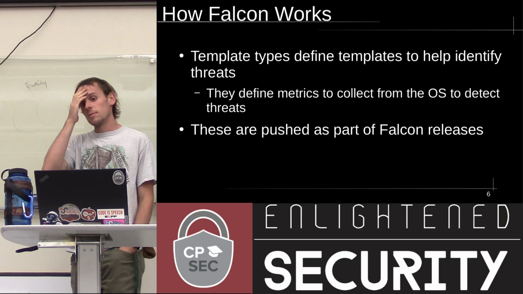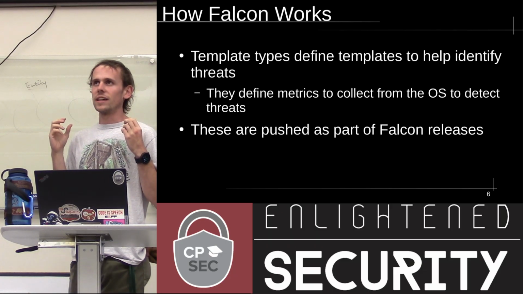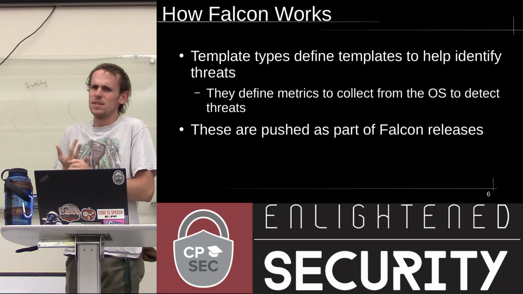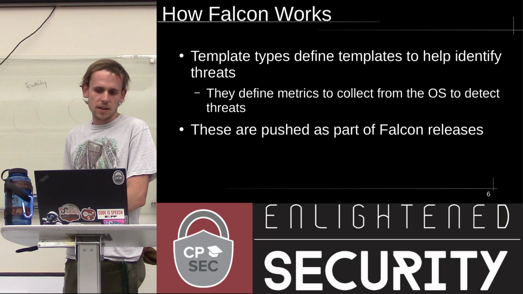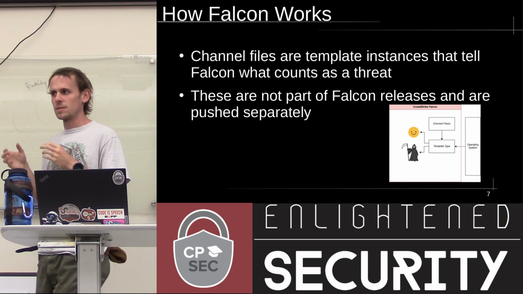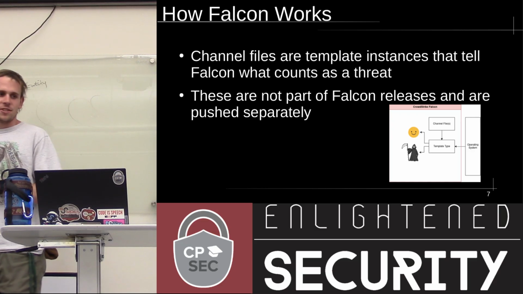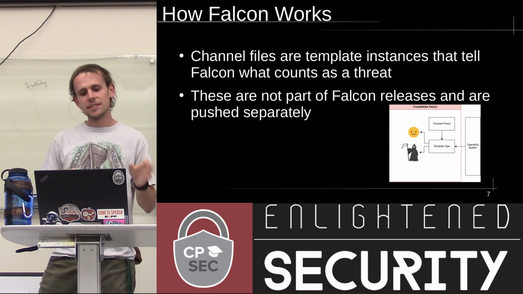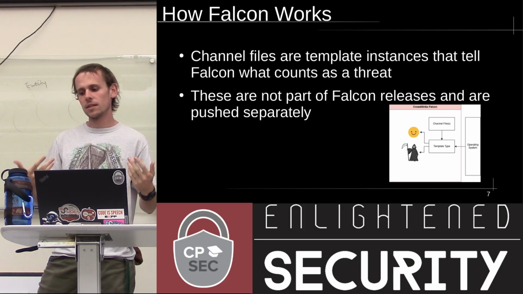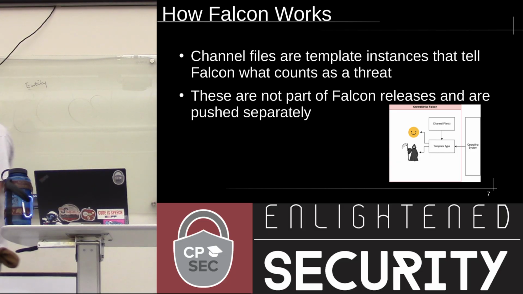So in that case, the template type would be just pulling the disk utilization, CPU utilization, and some metric that defines how much the CPU workload looks like encryption, and then it would pass that to channel files. Channel files are essentially instances of templates that tell you whether it's a threat or not. So for example, the template type tells us, okay, we want to look at CPU utilization, disk utilization, and again, that magical criteria, how much does it look like encryption?